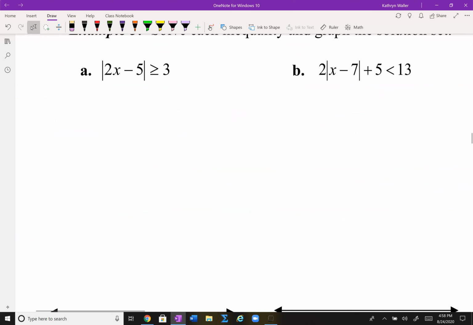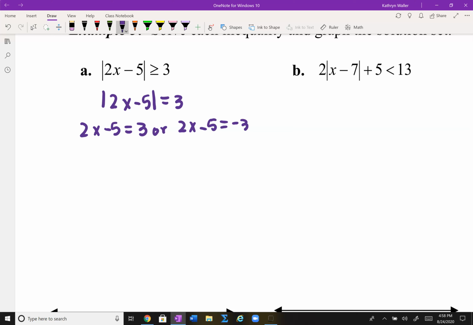Okay, example A, step 1, get it alone, done. Step 2, make it an equal sign. So it looks like that. Step 3, split it in 2 and drop the absolute value symbol. So it looks like this. The next step is to solve it. So the 5 comes over. So you have 2x equals 8. Divide by 2, x equals 4. Do this one, bring that 5 over, becomes a positive, and you get a 2. Divide, and you get x equals 1.